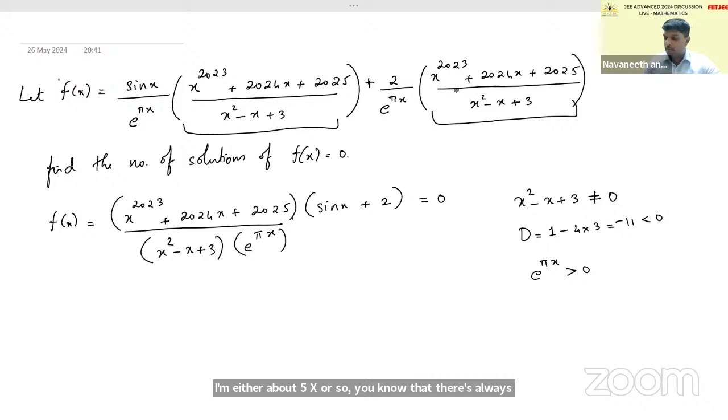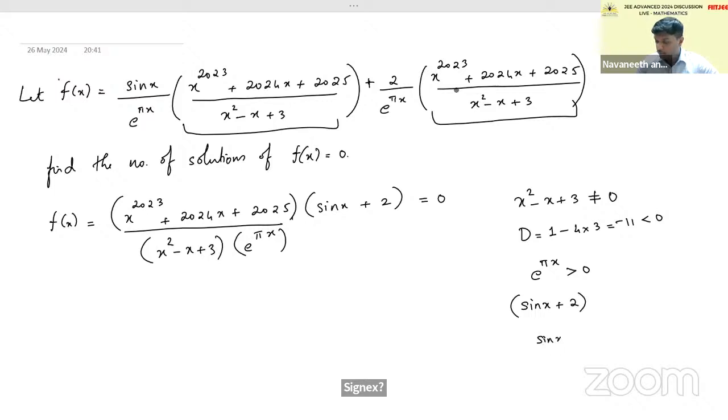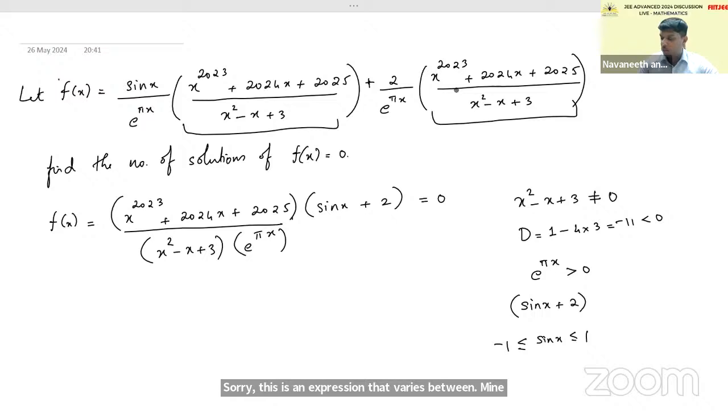Okay. And then we have sin x plus 2. We know that sin x is an expression that varies between -1 and 1. So hence sin x plus 2 will also be a positive number for sure. It cannot be 0 or negative. Which means you don't have these factors or expressions becoming 0 anywhere.